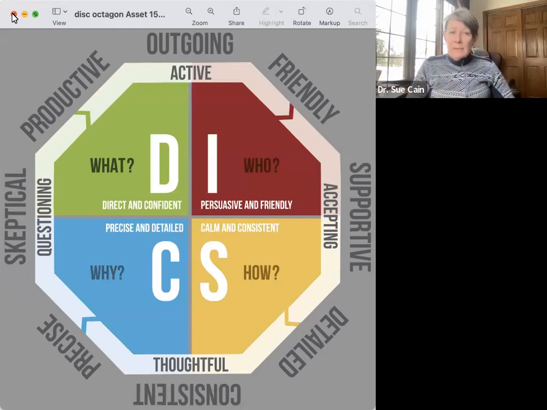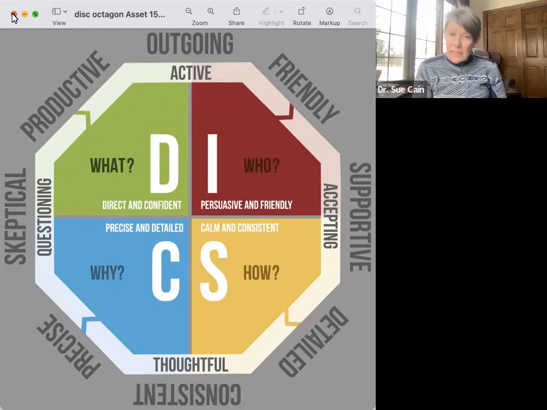So there are two parts to the model. Take a look at the top part. The letters D and I fall under active, people that are extroverted and active. Down below, where it says C and S, those folks tend to be more thoughtful or introverted. They tend to think before they act. On the left, you've got D and C, people that are more questioning. On the right, you've got I and S, people that are more accepting. Now let's break down what those letters mean.